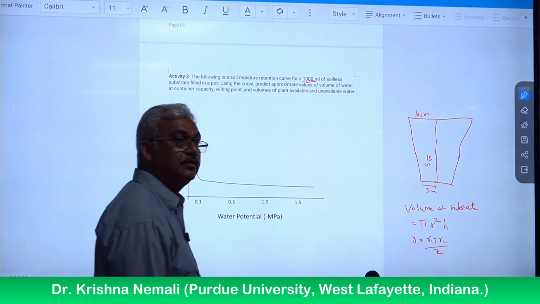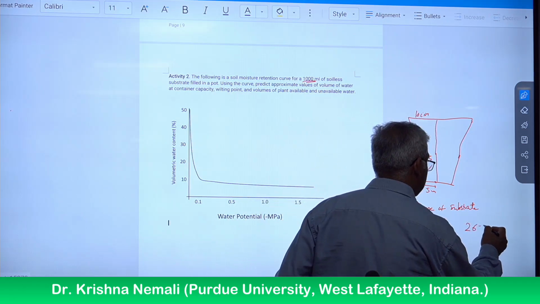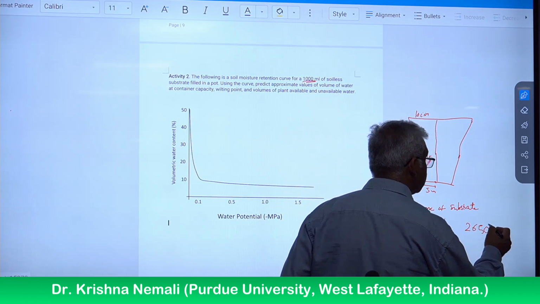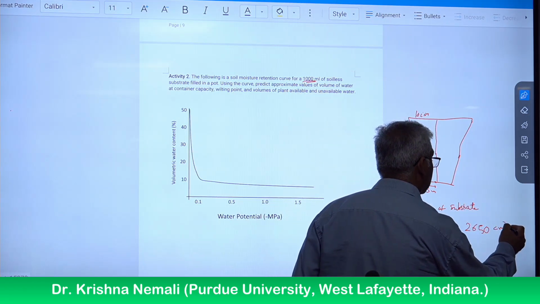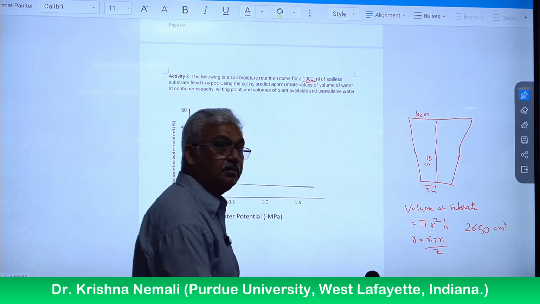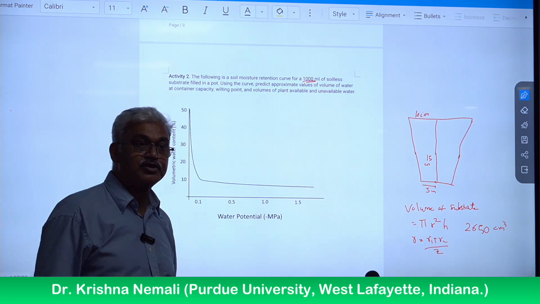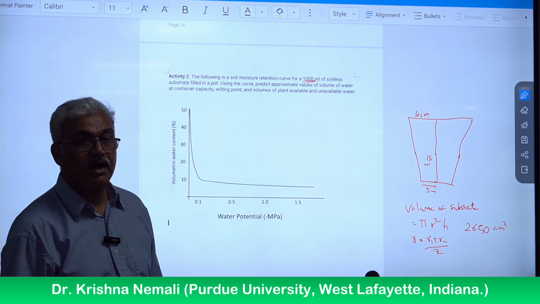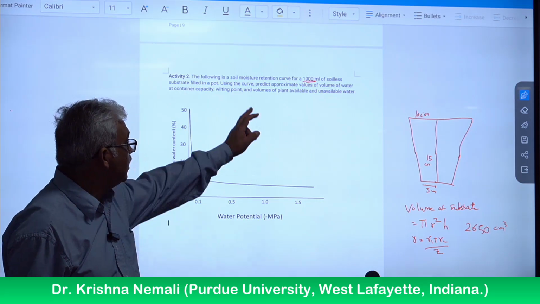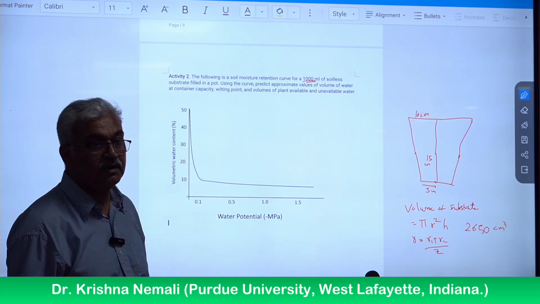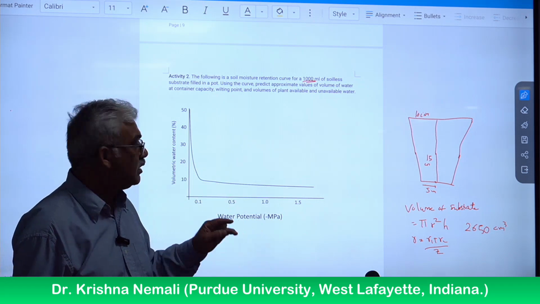What was that? 2650. What are the units? Centimeter cube. Okay, everybody got that number? 2650 centimeter cube. We'll give some time for everybody to finish the calculation. Pi r square h: 3.14 times r, which is 10 plus 5 by 2, 7.5. So 3.14 times 7.5 times 7.5 times 15.